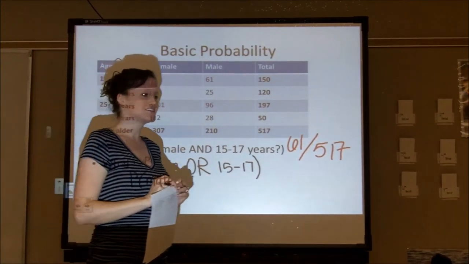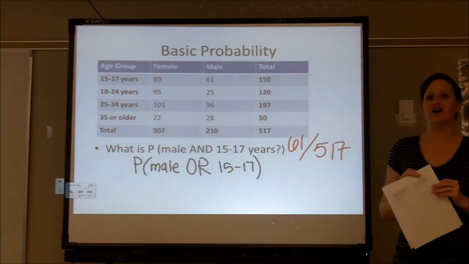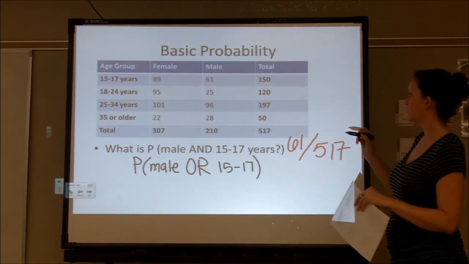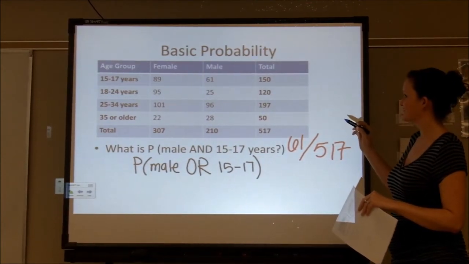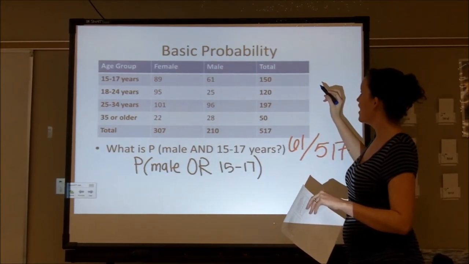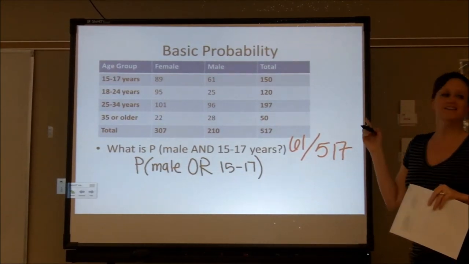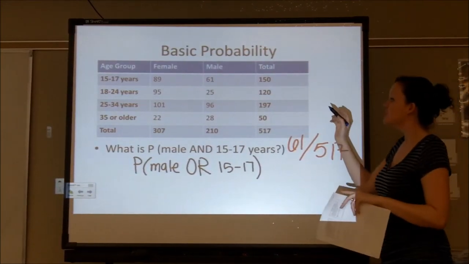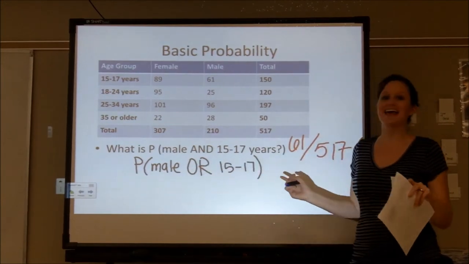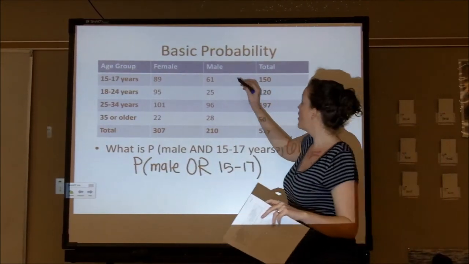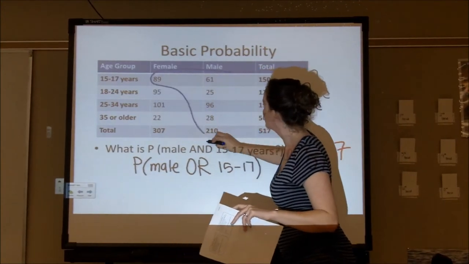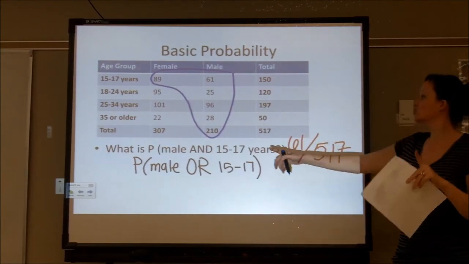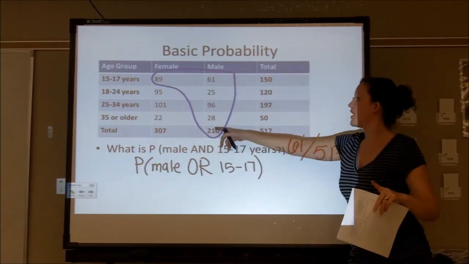I don't necessarily want to draw a Venn diagram. I think we could, but I don't really want to. Mark, is it 360 over 517? Where did 360 come from? 150 plus 210, minus 61, because we double counted the people in the intersection. Exactly. So I'm going to take all the males and all the 15 to 17 year olds, so all of these people.